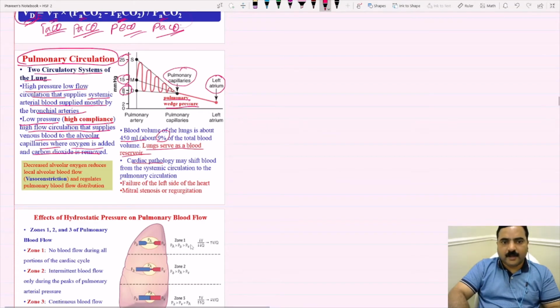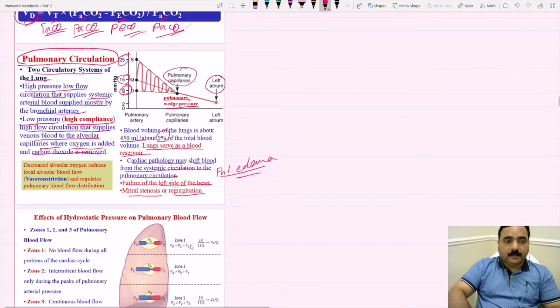Some cardiac pathology may shift blood from the systemic circulation to the pulmonary circulation, so there will be too much blood accumulating in the pulmonary circulation. For example, failure of the left side of the heart, mitral stenosis or regurgitation, etc., will cause accumulation of blood in the pulmonary system. And what happens with that? You get pulmonary edema because of this accumulation.